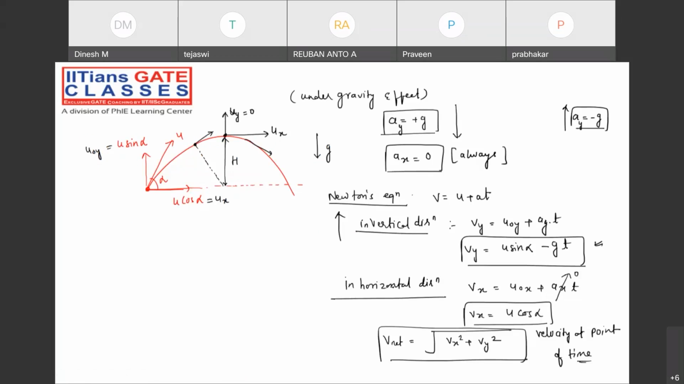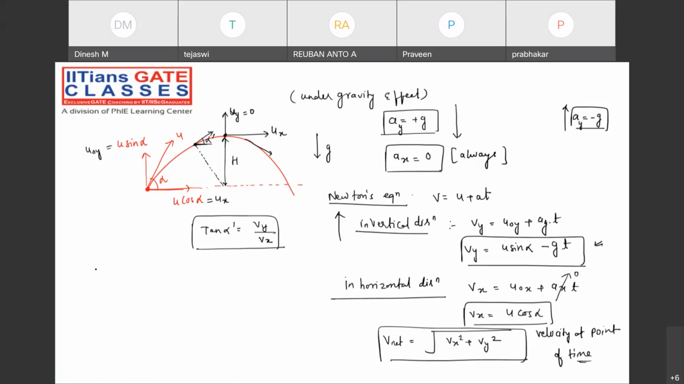And what will be the angle? That is the angle also we need to calculate, right? What is the angle? Exactly, alpha dash. Then what will be the alpha dash? Tan alpha dash will be Vy divided by Vx. Alpha as well as magnitude, both we can find, because velocity has two components, so magnitude as well as direction.